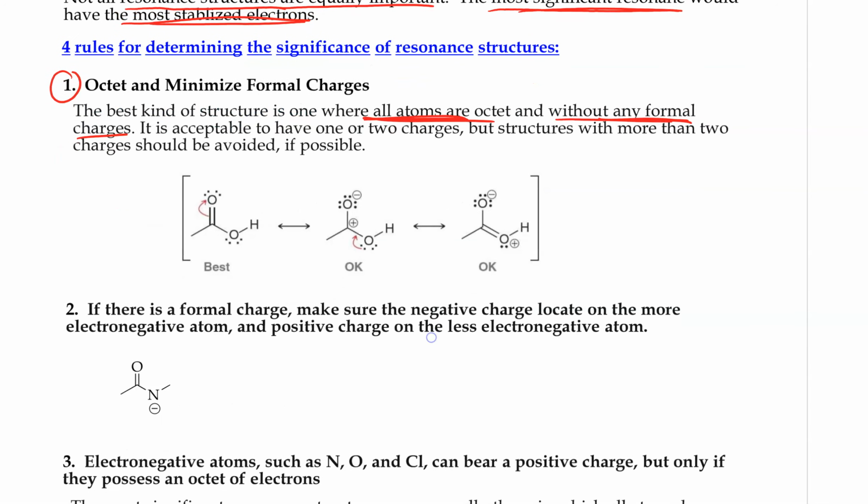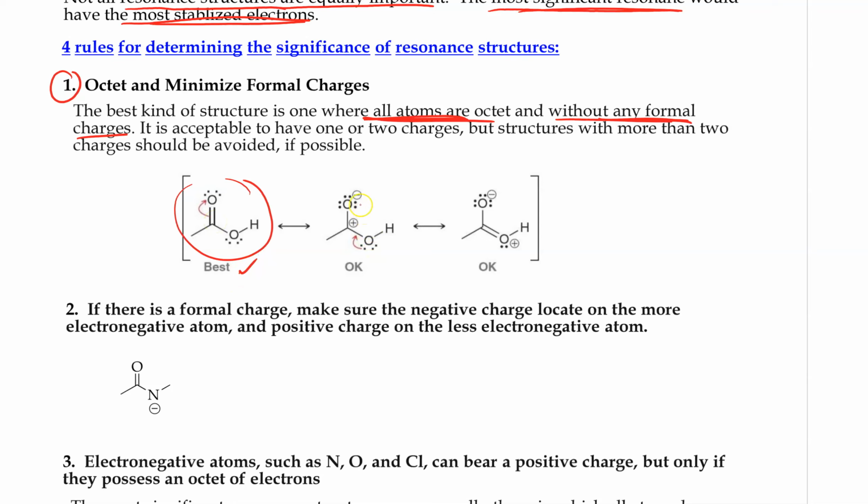For example, when we draw the different resonance structures for acetic acid, these are the different resonance structures that we are able to draw right here. And now let's determine which of these would be the best. The best one is actually the first one. The reason why is, in this case, all atoms have an octet of electrons and all atoms have a 0 formal charge. None of them have any charges on them. That's why this is the best one.